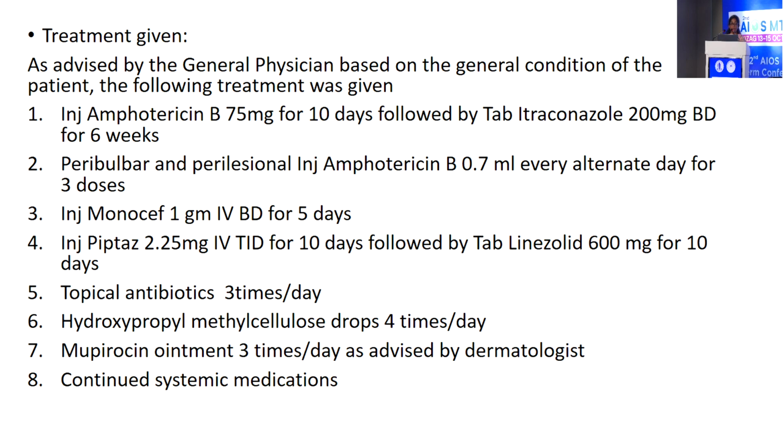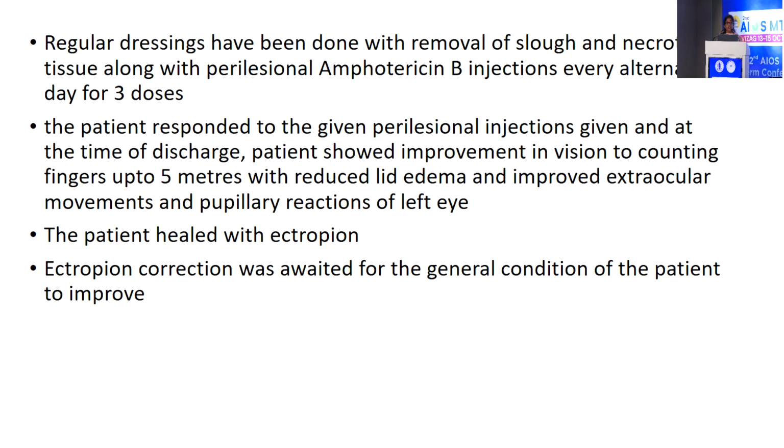Topical antibiotics were given 3 times a day, and hydroxypropyl methylcellulose 4 times a day, and mupirocin ointment was advised by the dermatologist over the necrotic area, and the patient continued his systemic medications. Regular dressings were done with removal of slough and necrotic tissue along with perilesional amphotericin B injections every alternate day for 3 doses. The patient responded to the perilesional injections, and at the time of discharge showed improvement in vision to counting fingers up to 5 meters with reduced lid edema and improved extraocular movements and pupillary reactions of the left eye.